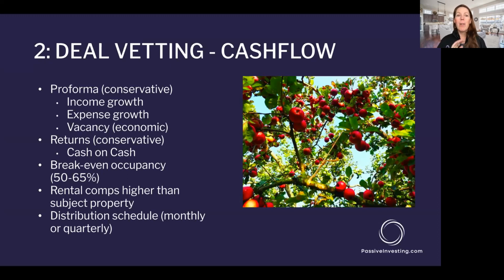Vacancy. Anybody who invested during COVID, it was all about vacancy. Occupancy, physical occupancy versus economic occupancy. So you want to make sure that the operator is doing very conservative projections on both physical and economic occupancy, right? How are they predicting that market is going to react in a recession? Are they underwriting those vacancy numbers in there? Or are they just being really starry-eyed and hopeful about it?